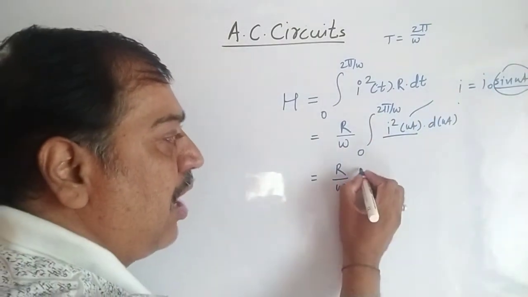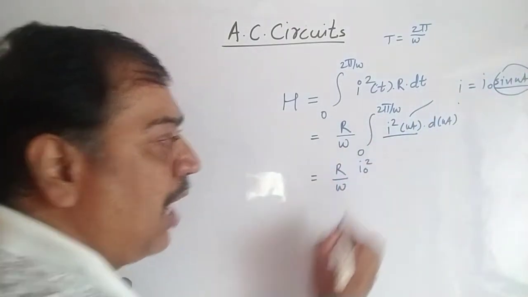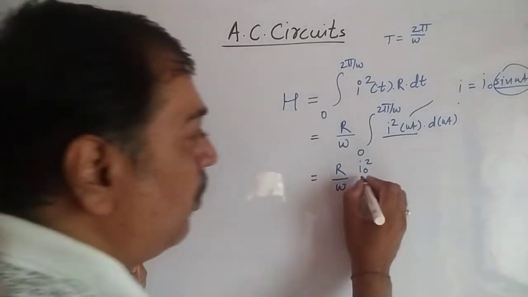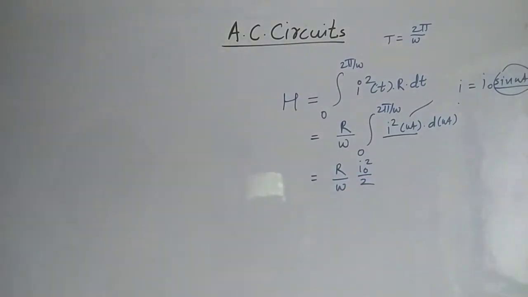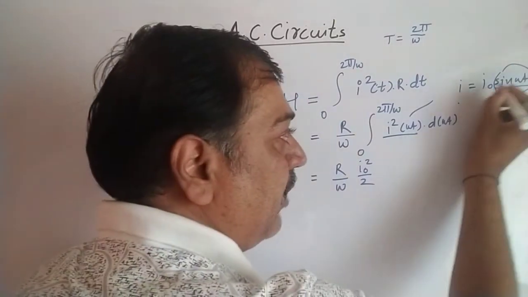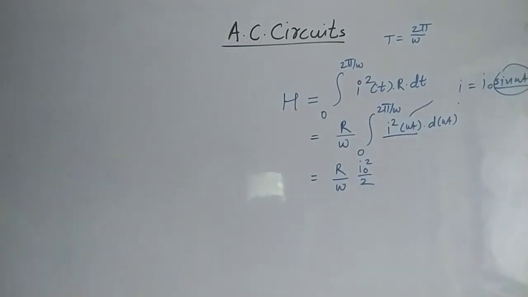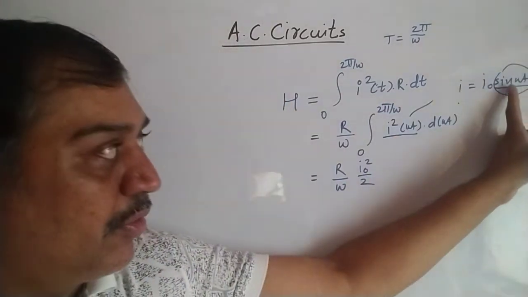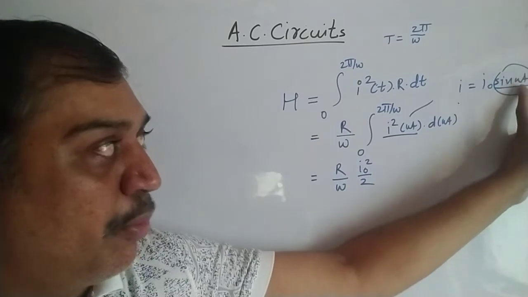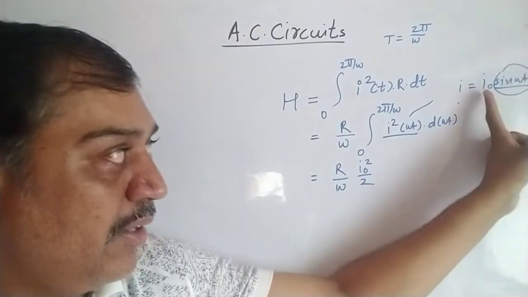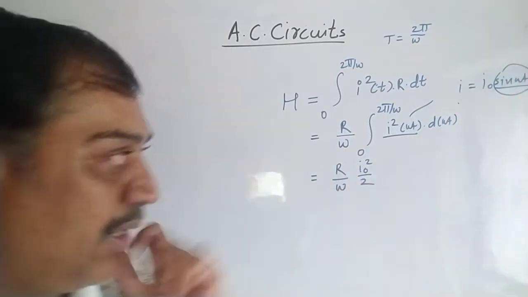What is remaining is I0 square and the division by 2. I have written I0 square by 2 because the integration of sine square omega t comes out to be 1 by 2. So I0 square by 2 is the remaining term here.